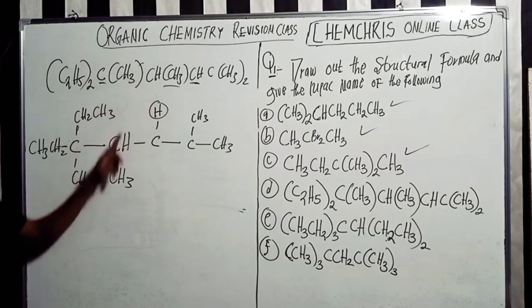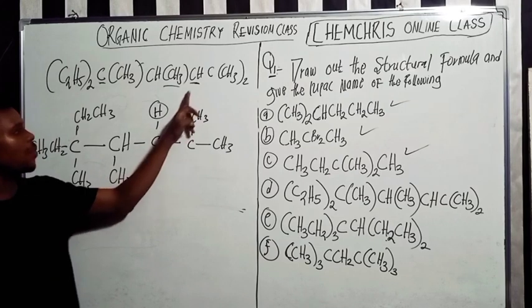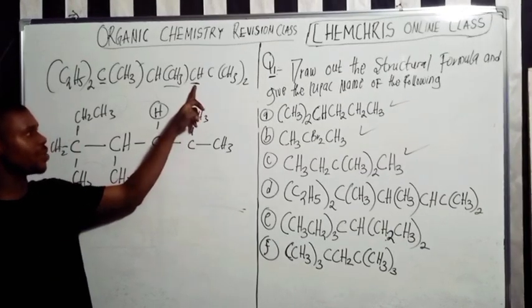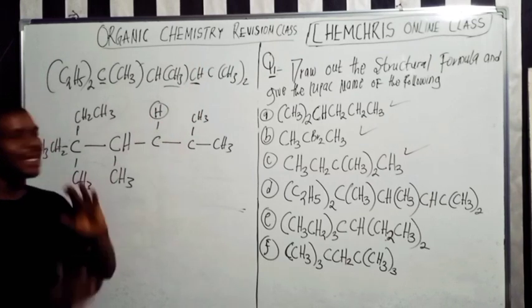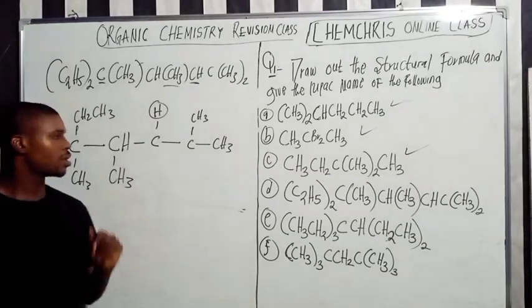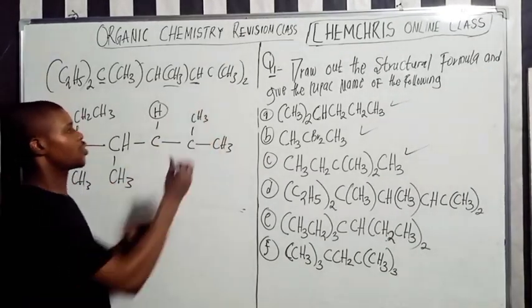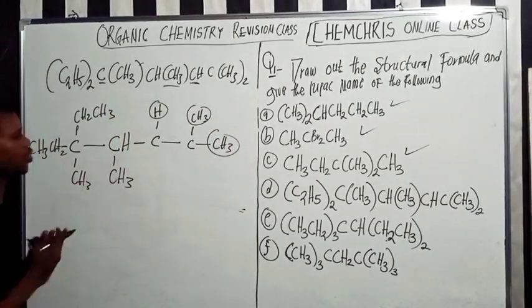Then here we have CH, then CH3. Then here we have this carbon here. Now look at this other one here. This carbon atom here is having a hydrogen, right? It does not have anything else. Then this carbon here is having two ethyl groups. Do you understand? So this is the structure.